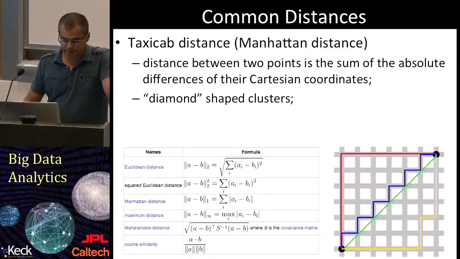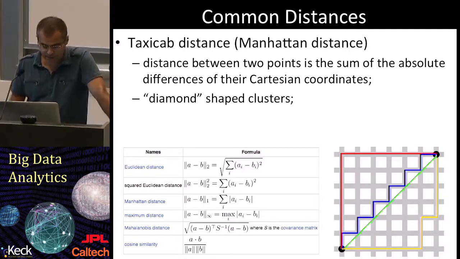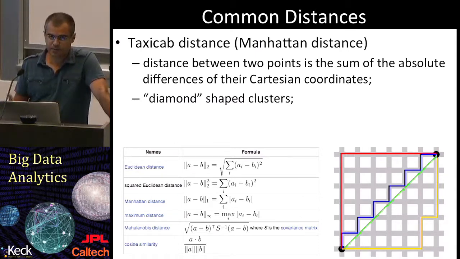Now, the taxicab geometry is a form of geometry in which the usual Euclidean distance is replaced by a new metric in which the distance between two points is the sum of the absolute differences of their Cartesian coordinates, and they produce a sort of diamond-shaped clusters.